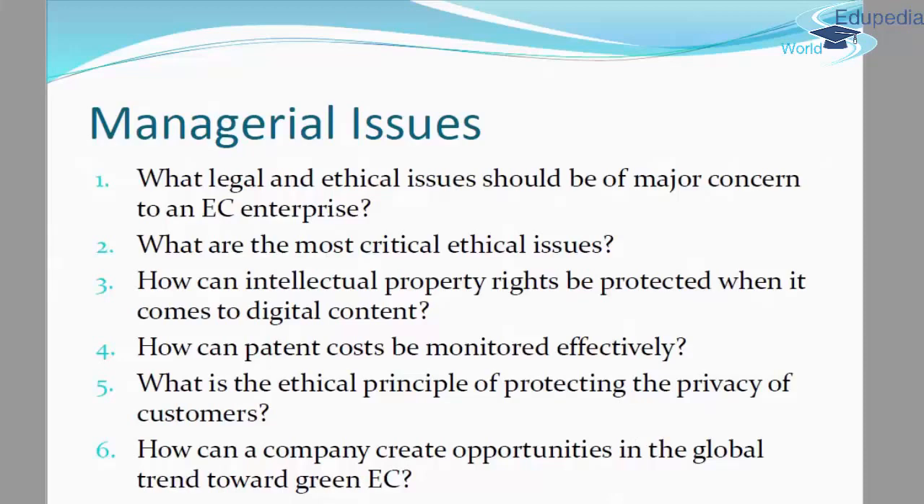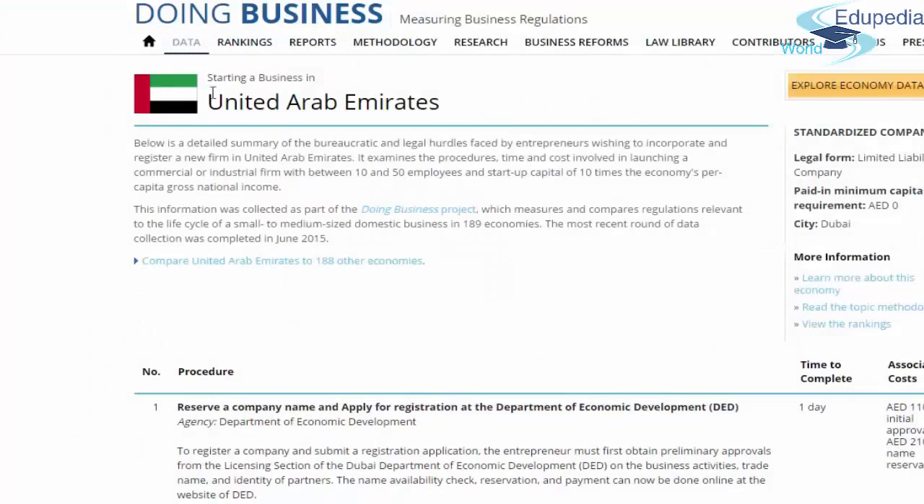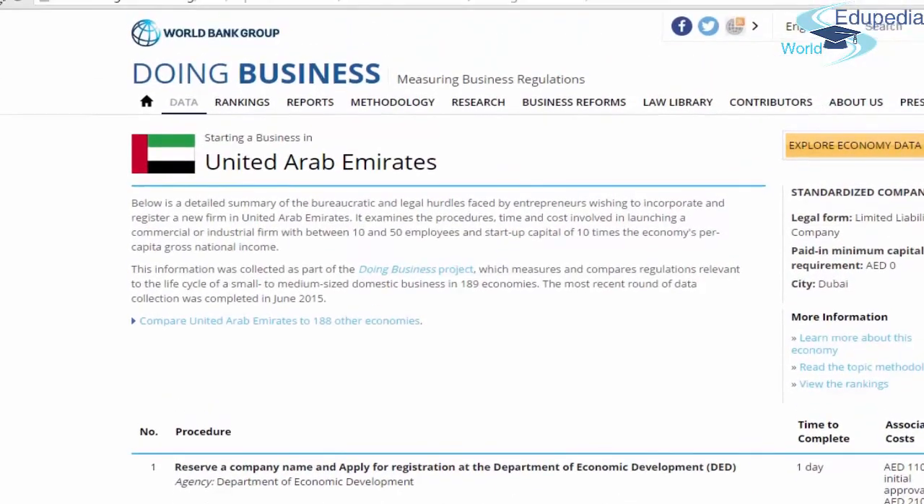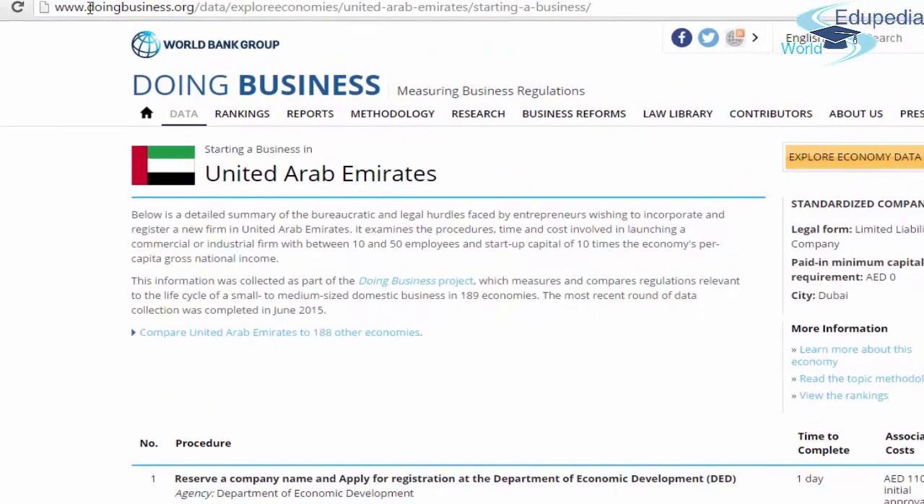What I have here is something like this. I live in the United Arab Emirates, and I googled the procedure of doing business. The name of the site is doingbusiness.org, www.doingbusiness.org. And I typed that I need to do a business in United Arab Emirates and what the procedures are.